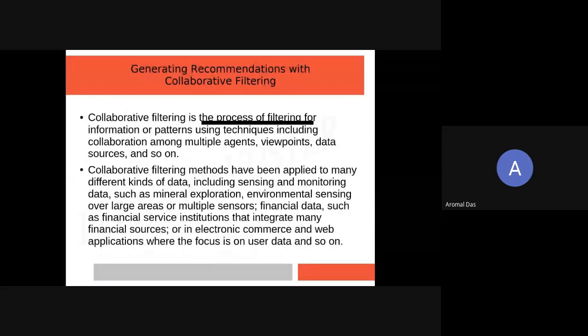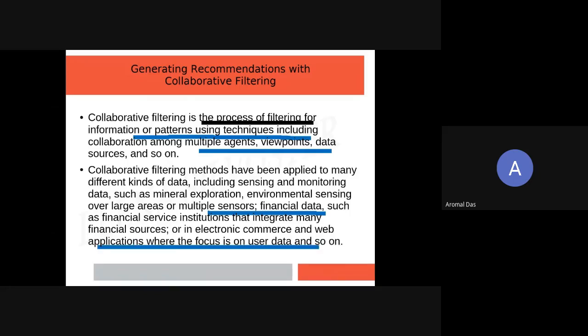So, generating recommendations with collaborative filtering. Collaborative filtering is the process of filtering for information or patterns using techniques involving multiple agents, viewpoints, data sources, etc. It is used in areas like financial data, commercial data, and web applications, etc.